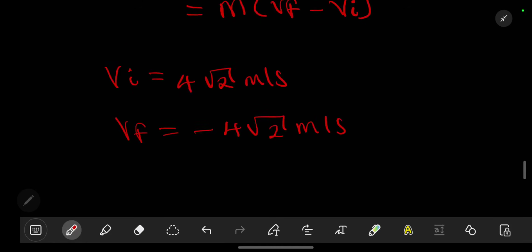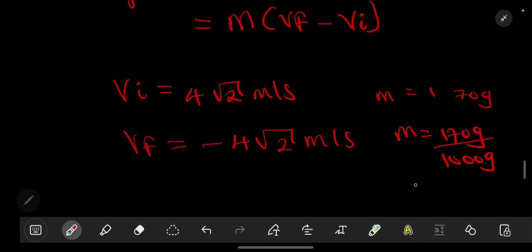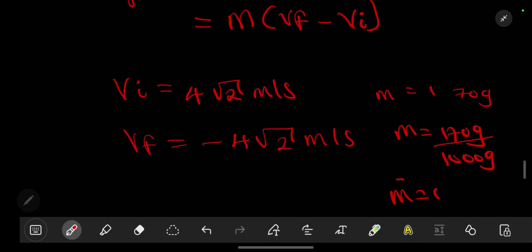So we can now also convert the mass, which is 170 grams. Without wasting time, if you are converting grams to kg, just divide by 1000. So the mass will be equal to 170 grams over 1000, so the mass will be equal to 0.17 kg.